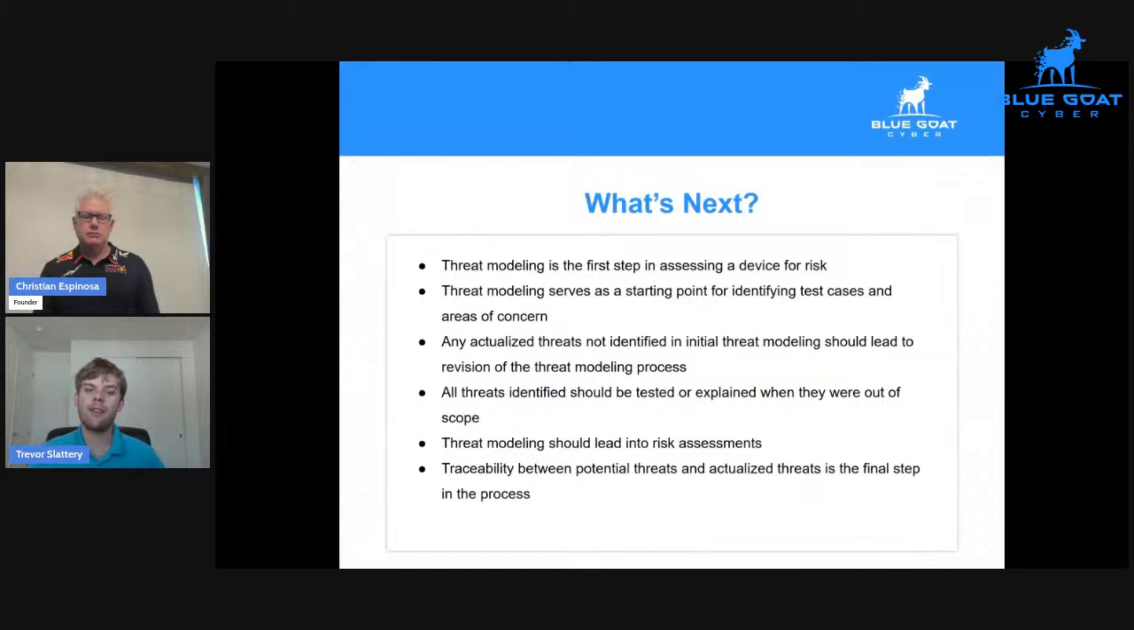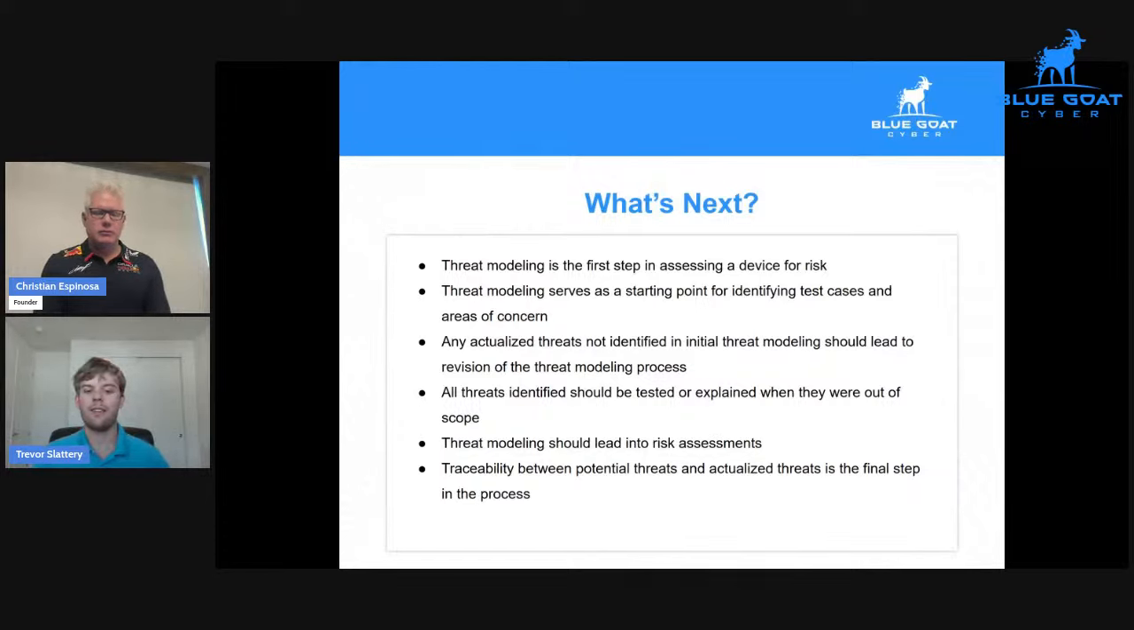Anything that we can test from a risk assessment, penetration testing perspective should have a test case, should have that mapping back to the threat model. And anything not, we need to explain why there is no relevant test case as part of that penetration test and what we did instead.